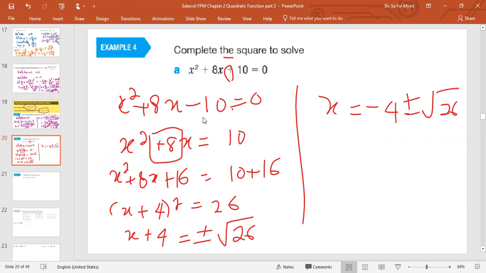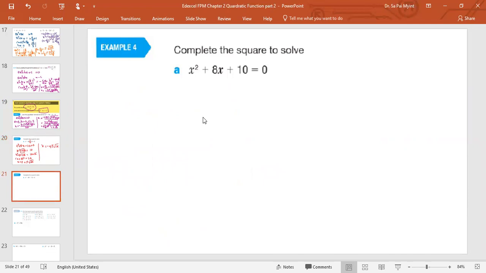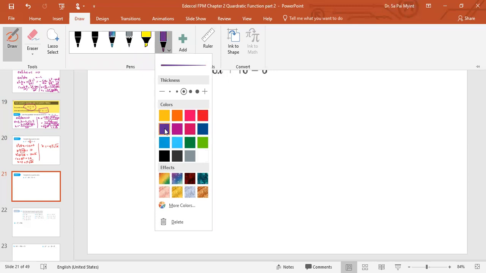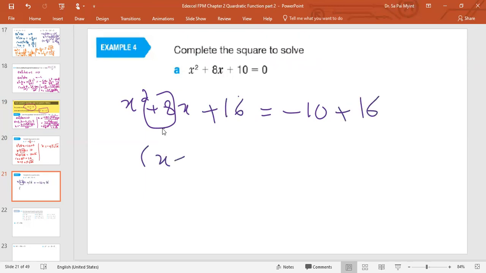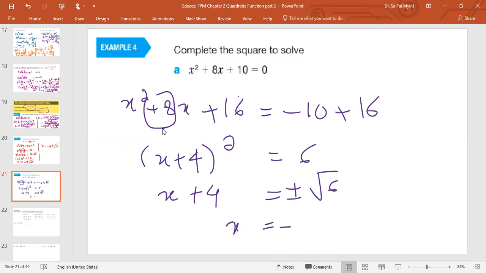x squared plus 8x minus. Now I teach you with plus. How do you do it? x squared plus 8x equal to minus 10. You need to find x using completing the square. The coefficient of x is 8, divided by 2 is 4, so add 16 to both sides. So what do you get? x plus 4 the whole squared equal to minus 10 plus 16, which is 6. So x plus 4 equal to plus or minus square root of 6. x equal to minus 4 plus or minus square root of 6. This is with plus. This is the solution for example 4.